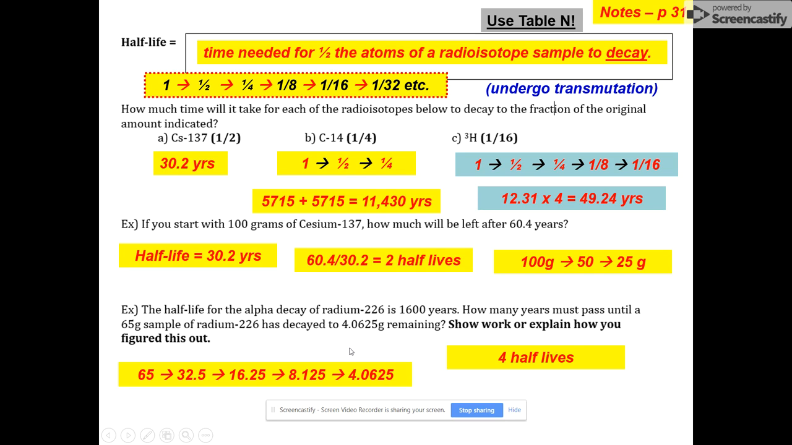So that's 4 half-lives. And how many years is that? Okay, well, radium-226 has a half-life of 1,600 years. Sorry you can't see this. Let's hide this. 4 times 1,600 is 6,400 years. And again, I think in table N, this is actually 1,599, but that's really darn close.